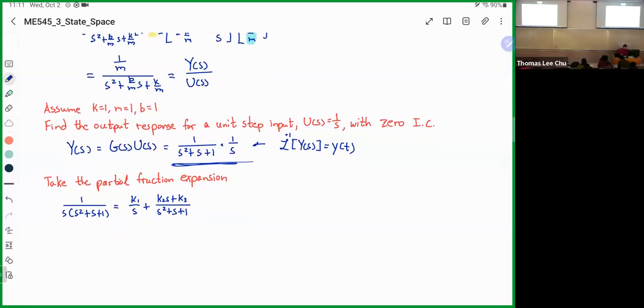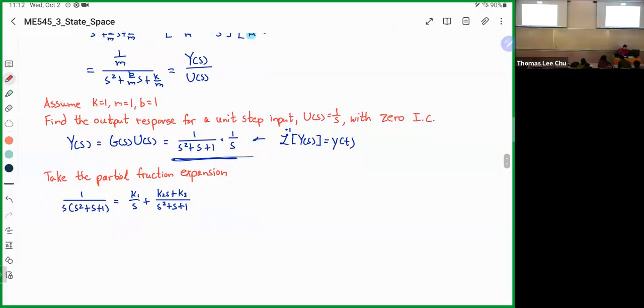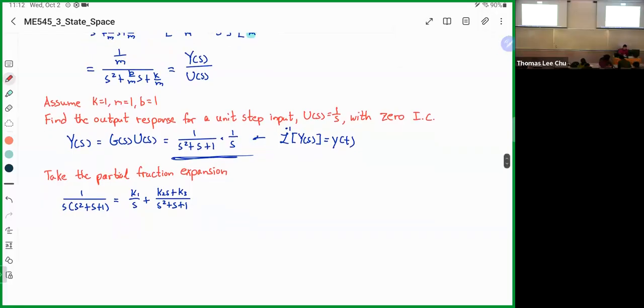we can find k1 by multiplying everything by s and taking the limit of s going to 0, but instead, because there are only 3 variables, I'm just going to multiply everything by the common denominator, which is s times s squared plus s plus 1. So I'll multiply both sides by s squared plus s plus 1.